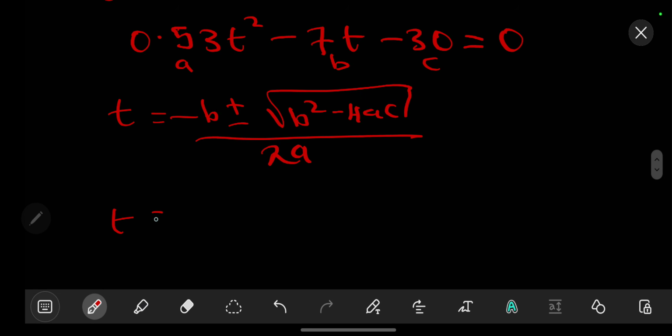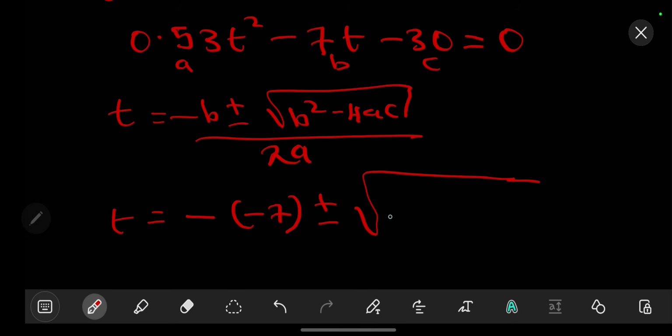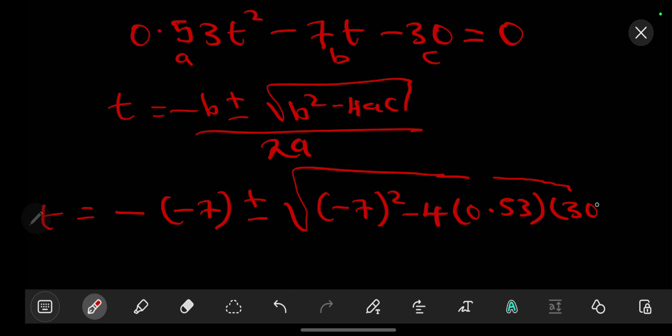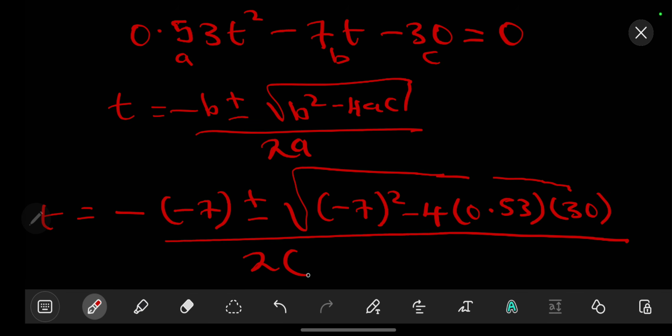So we are going to have our t should be equal to negative, our b is equal to negative 7 like that, plus or minus the square root of our b squared, negative 7 squared like that, minus 4, our a is equal to 0.53, then our c is equal to negative 30. Then we divide over 2, our a value is equal to 0.53 like that.